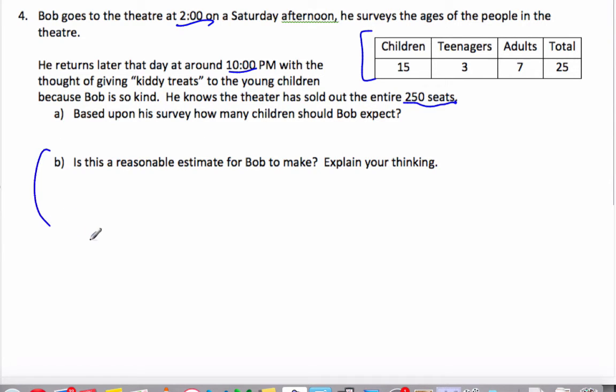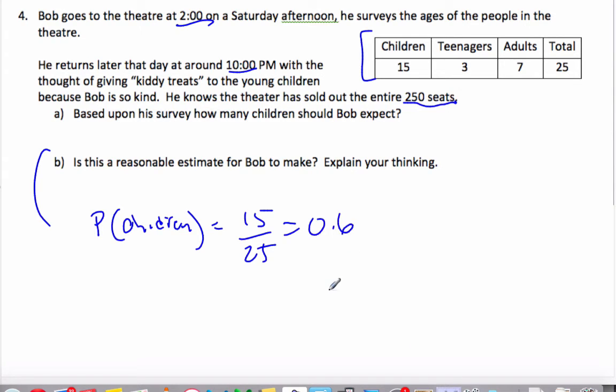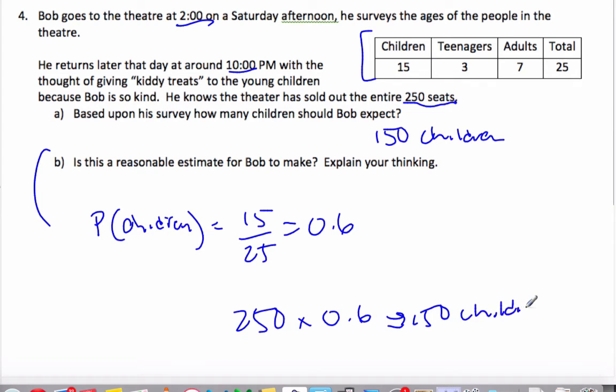Well, I know the probability of children is 15 out of 25, which if I do the calculation is equal to 0.6. And if I have 250 seats, I multiply that by the proportion 0.6, and I should estimate 150 children. This is equal to 150 children. Based upon this survey, that's how many children Bob should expect.